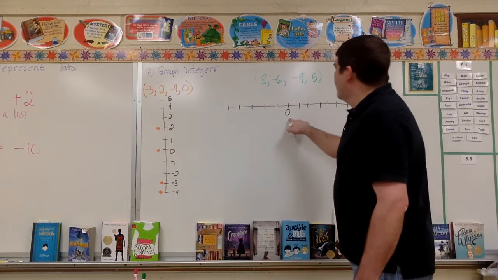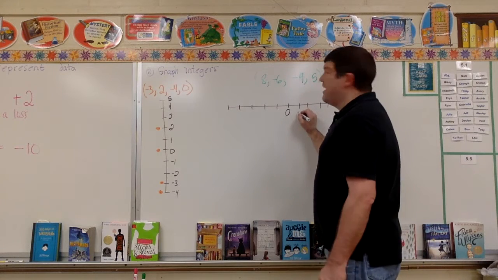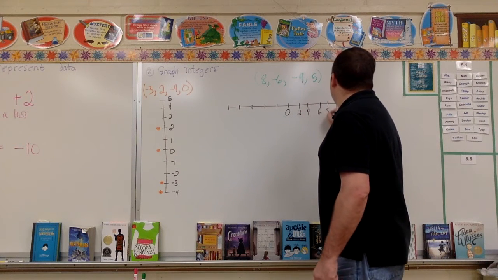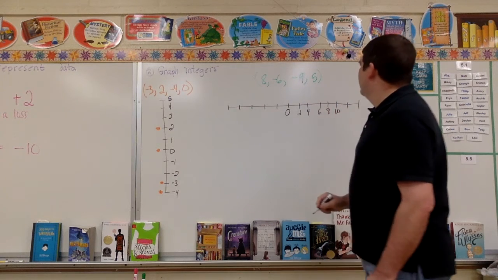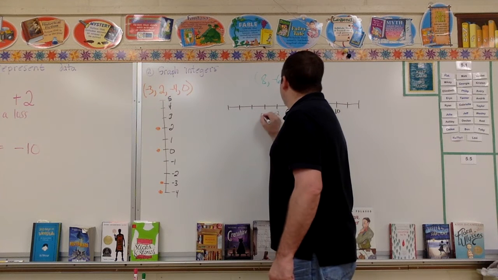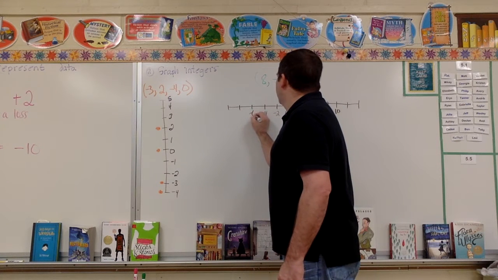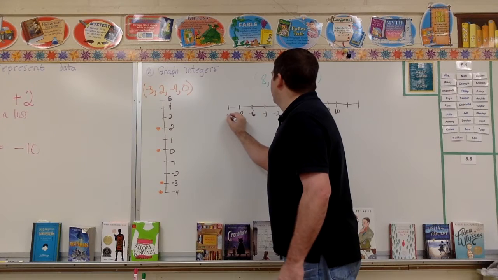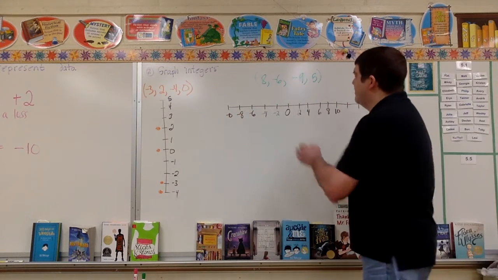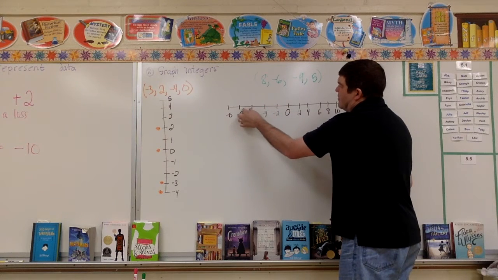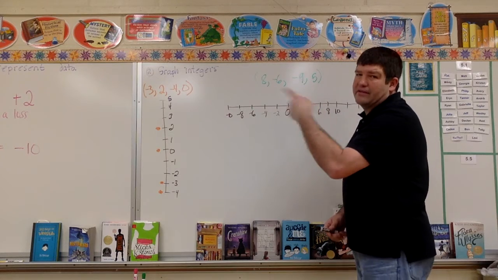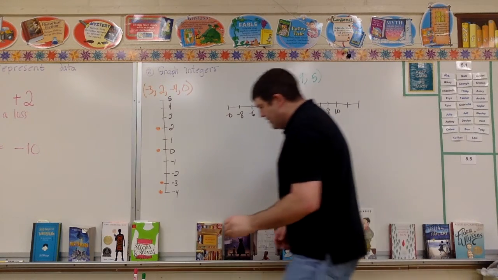Okay? So if I'm going this way, I'm getting positive. I'm going to go by 2s. 2, 4, 6, 8, 10. Okay, we'll just go to 10. I'm going this way. Negative 2, negative 4, negative 6, negative 8, negative 10. Okay? So every section here is 2 more or 2 less, but it's always 2.